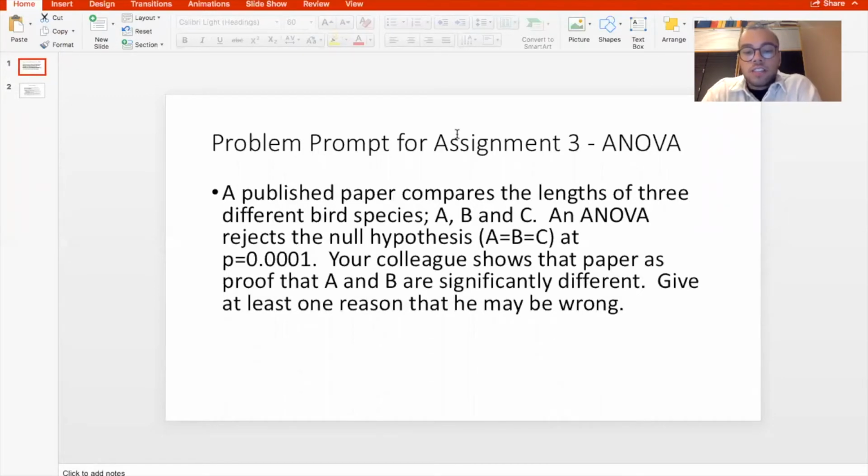Your colleague shows that paper as proof that A and B are significantly different. Give at least one reason that he may be wrong.